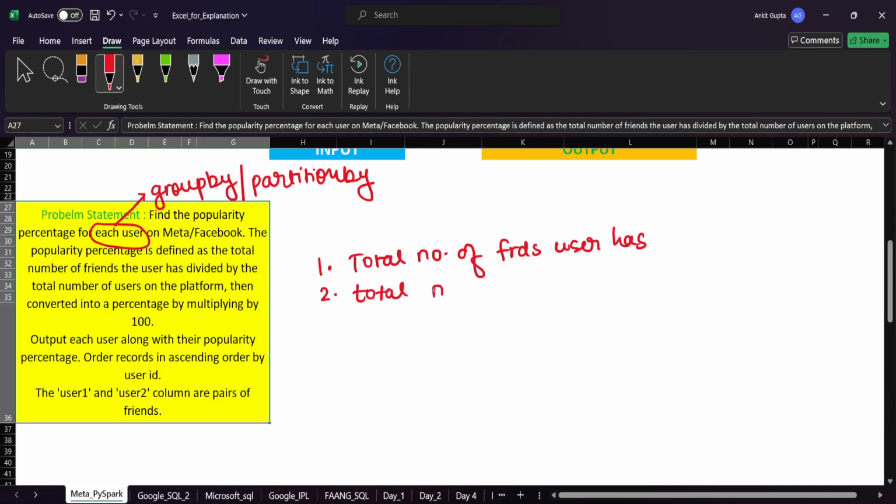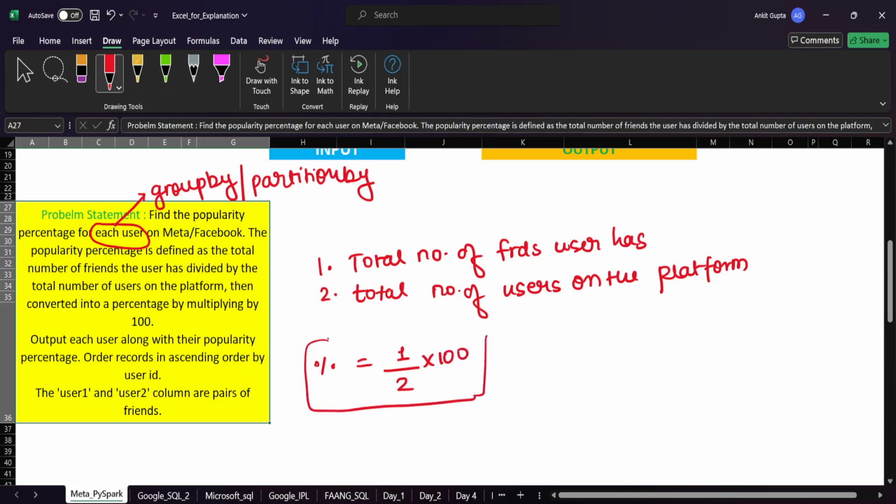So basically, total number of users on the platform, right? Then convert into the percentage by multiplying by 100. So basically, what will happen? The popularity percentage formula is 1 divided by 2 into 100. Got it? So this is the formula.